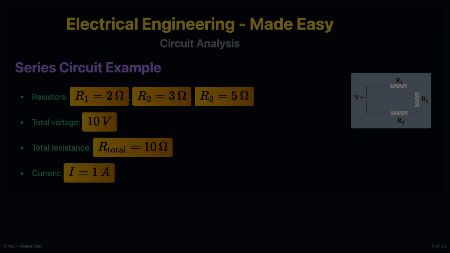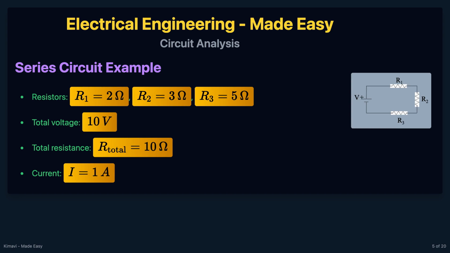on. Consider a series circuit with three resistors. R1 equals 2 ohms, R2 equals 3 ohms, and R3 equals 5 ohms. If the total voltage supplied is 10 volts, the total resistance is 10 ohms. The current through the circuit is calculated as I equals V total divided by R total, which equals 10 volts divided by 10 ohms, resulting in 1 ampere.